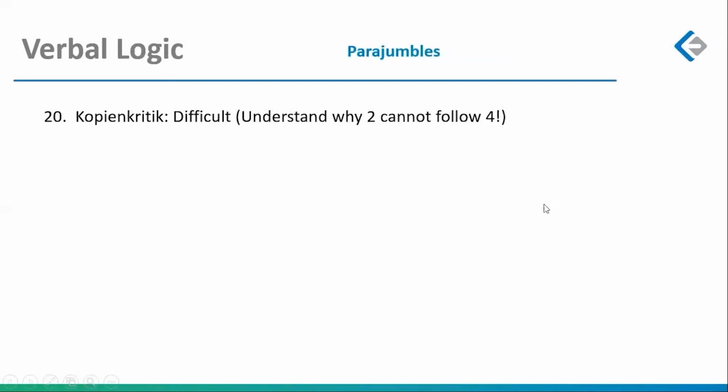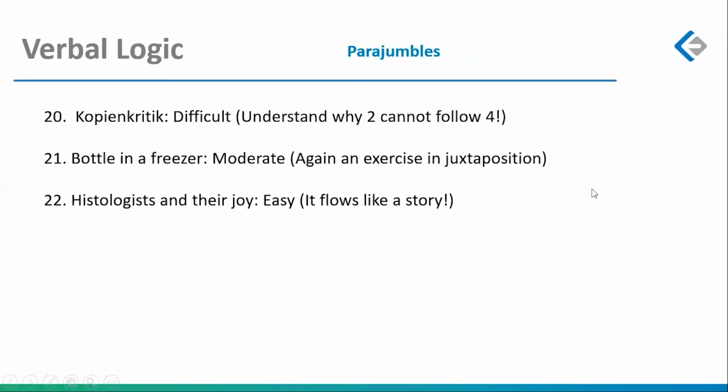Next on my list, parajumbles. Oh, the copium critic parajumble. Read and read and link and read and come back and change the link. That's what this parajumble was all about. Difficult. I could have easily qualified this as very difficult. You understand the passage and you understand what the passage is, but then what goes where? Explanation. Why can't 2 come after 4? Look at the length of that explanation. That tells you why this parajumble would be either difficulty level 3 or 4.